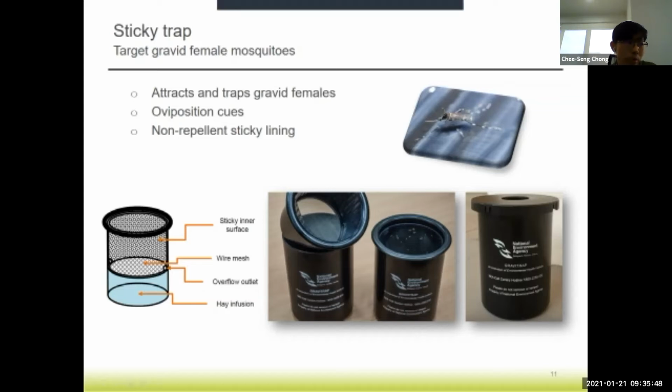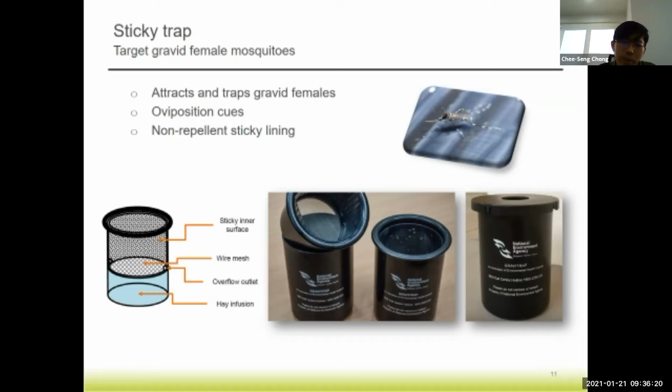Just have water and you have a sticky lining inside. And when this gravid mosquito comes to the trap, that's where they get stuck. This is in particular designed for container breeders, and container breeders could be your Aedes albopictus, Aedes aegypti, and so on. When it comes to some other container breeders like Anopheles stephensi, we're not sure. But if countries are keen to explore this further, it's something that they can really look into.